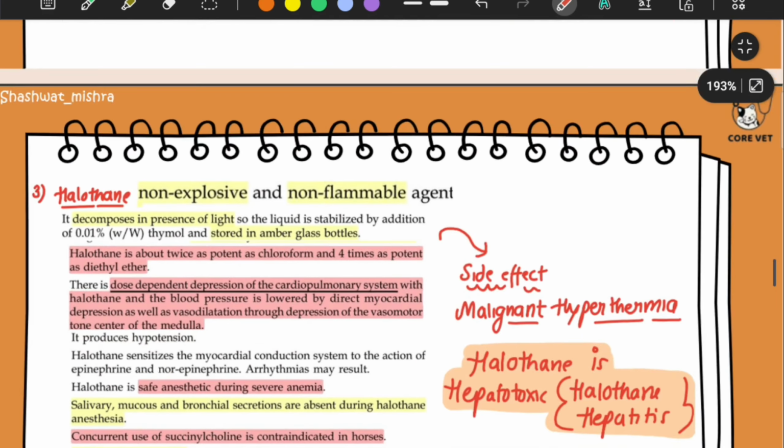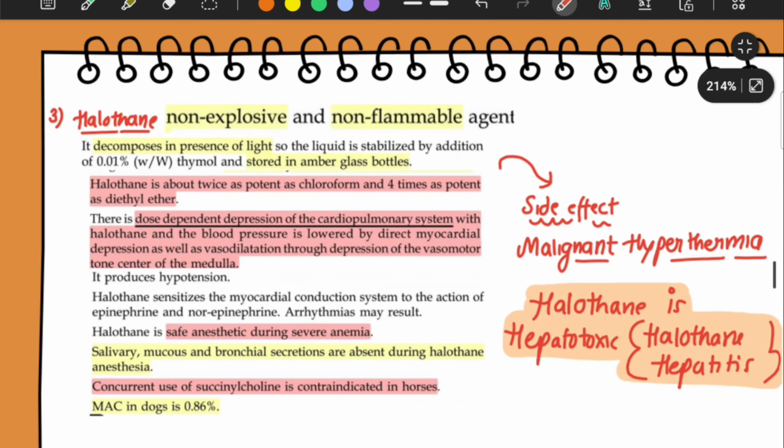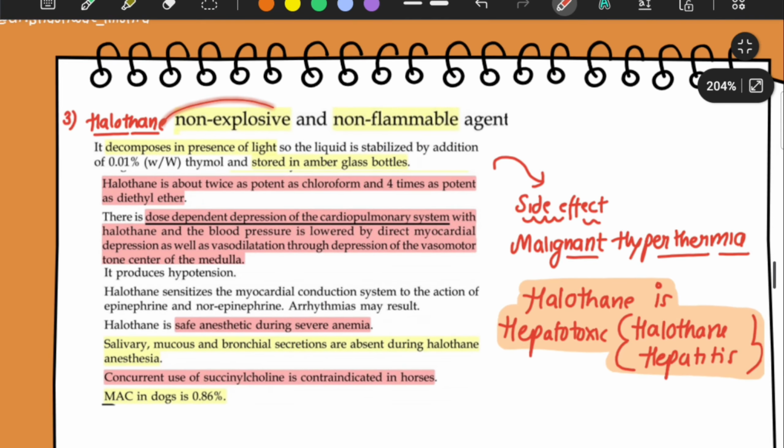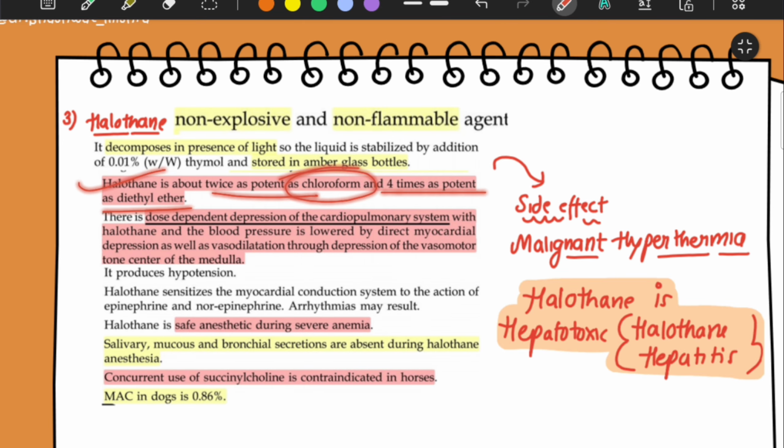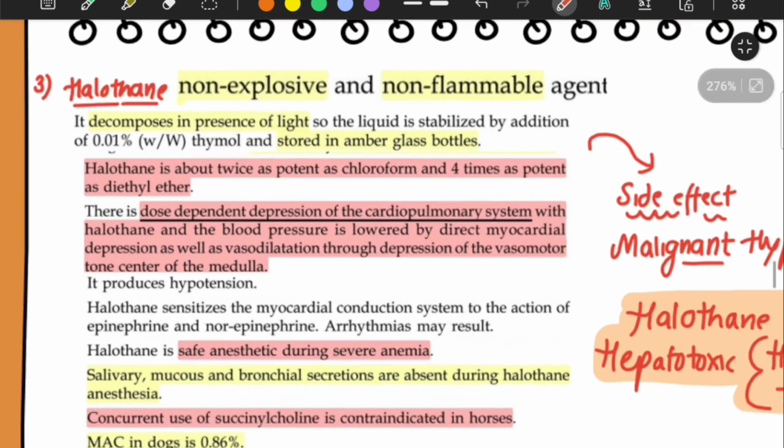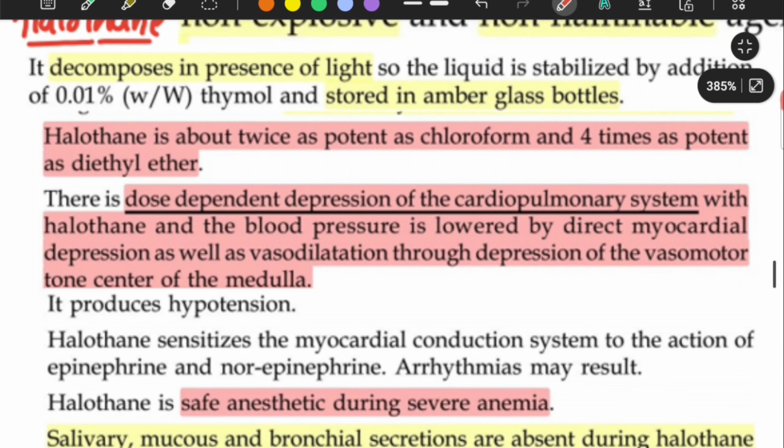Talking about halothane, which is an important part we have to discuss. It is non-explosive and non-flammable, obviously, but it can decompose in the presence of light. That's why it is poured into amber glass bottles. Halothane is twice as potent as chloroform and 4 times as potent as diethyl ether. Now there is a particular part that we have to see, that it shows a dose dependent depression of the cardiopulmonary system. So the more the dosage of halothane, the more cardiopulmonary depression.